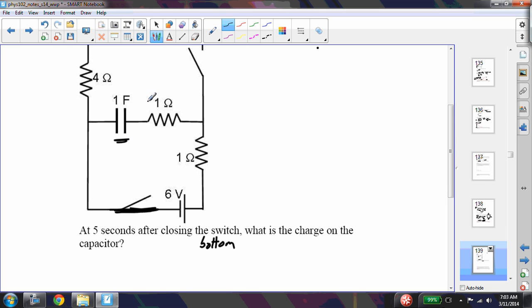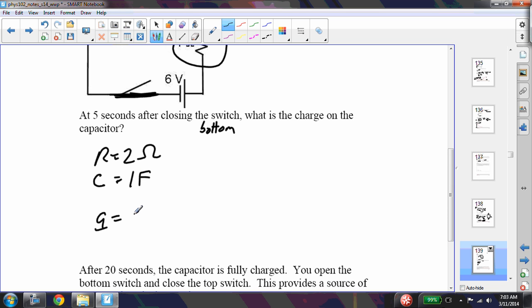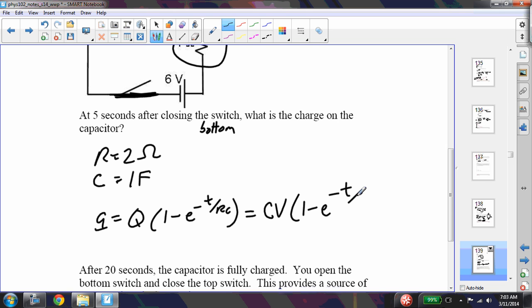Well, like we had before, I have an equivalent here of 2 ohms, and so I can find the charge here. So my resistance is going to be 2 ohms. My capacitance is 1 farad, and so I can find my charge Q on that capacitor is going to equal big Q, that's the maximum Q that it can have, times 1 minus e to the minus t over RC. So this is going to equal C times V times 1 minus e to the minus t over RC.